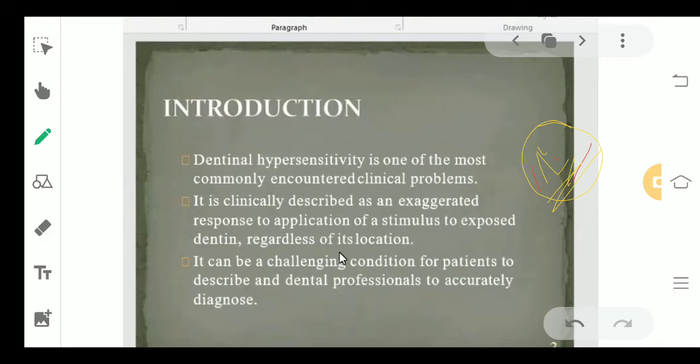So it is mainly when there is exposed dentine in a patient that it can lead to an exaggerated response to application of any stimulus. This can be a very challenging situation for us and for the patient to describe, because there are many other problems which are related to dentinal sensitivity.